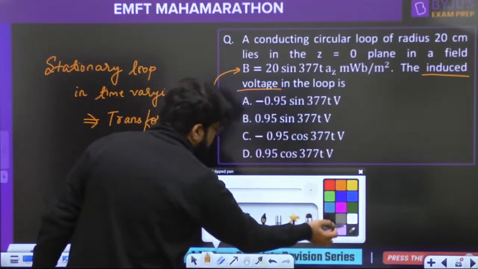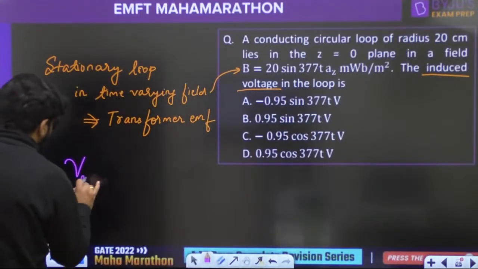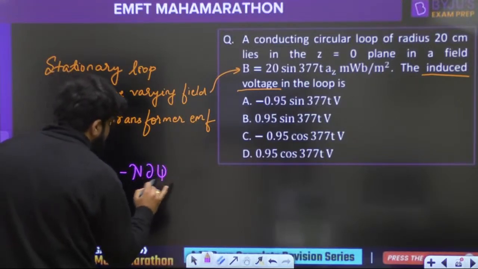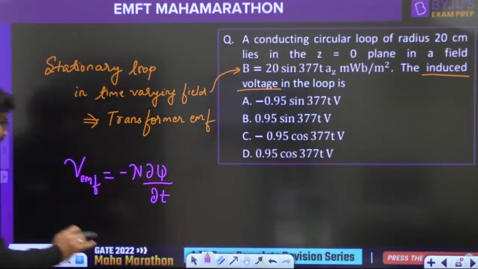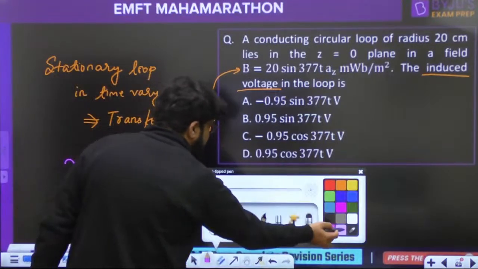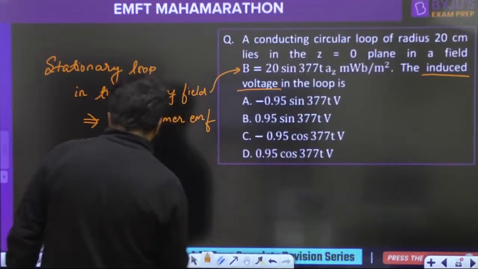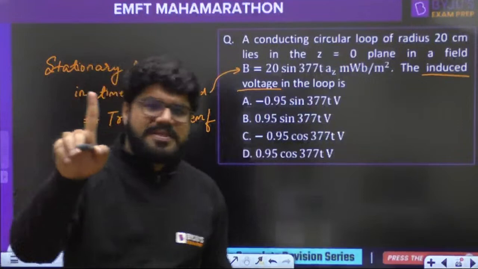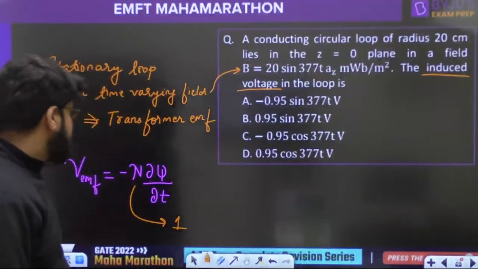Transformer EMF. And the formula you have to apply is the same. V EMF is given by minus N del xi by del t. But how to calculate del xi by del t, that I am going to explain. What is the value of N here? N is 1. There is a circular loop. A loop means a single loop is there.